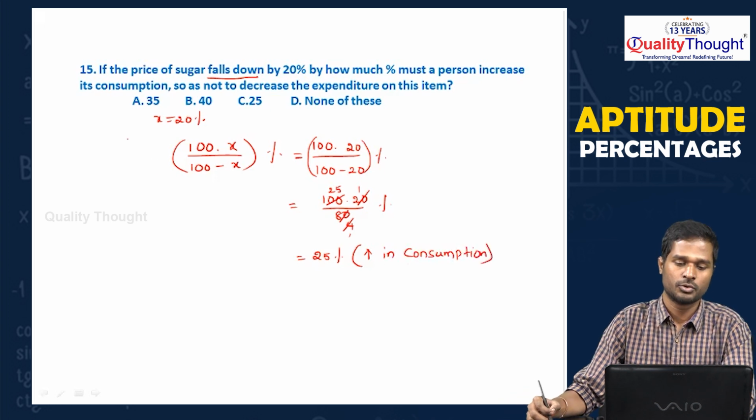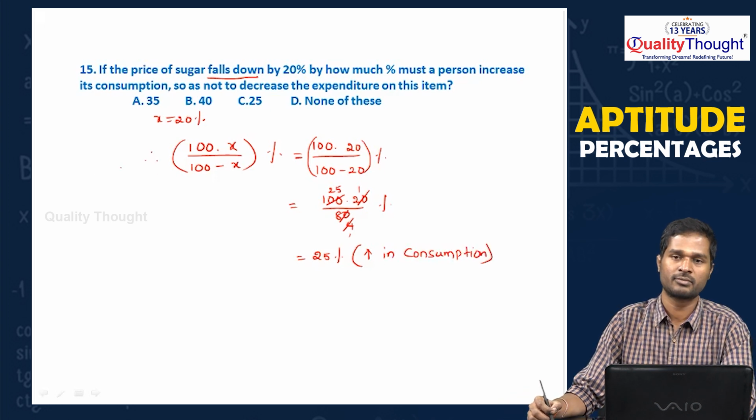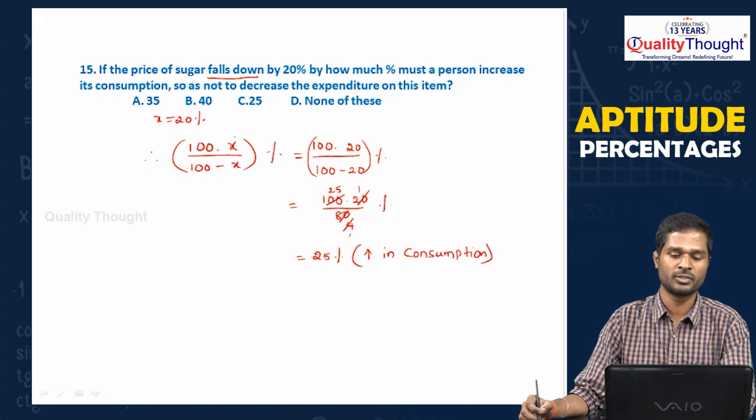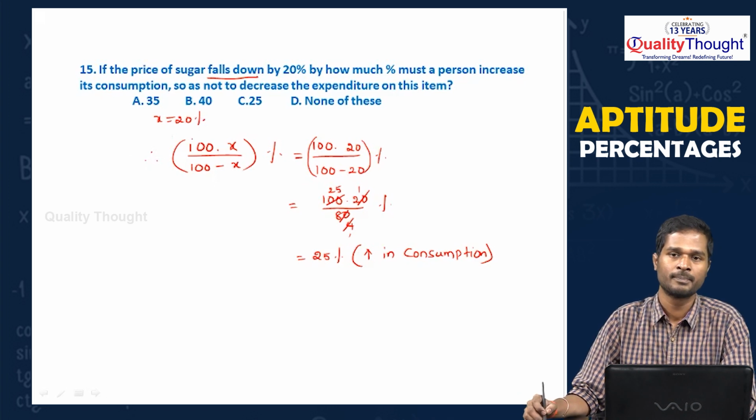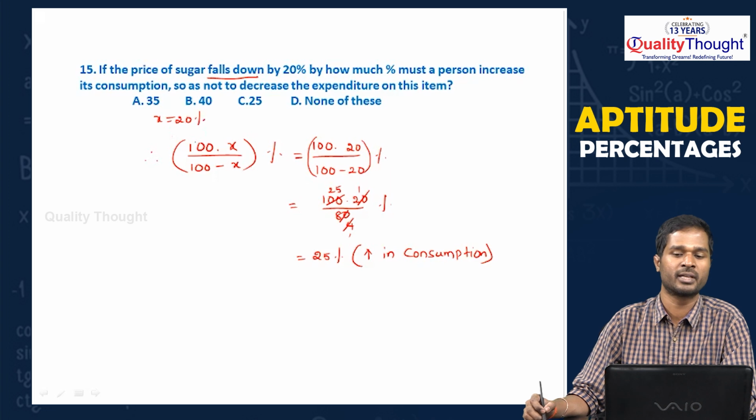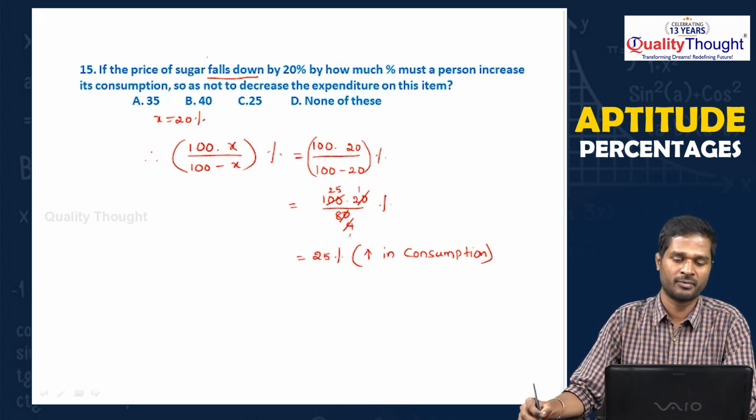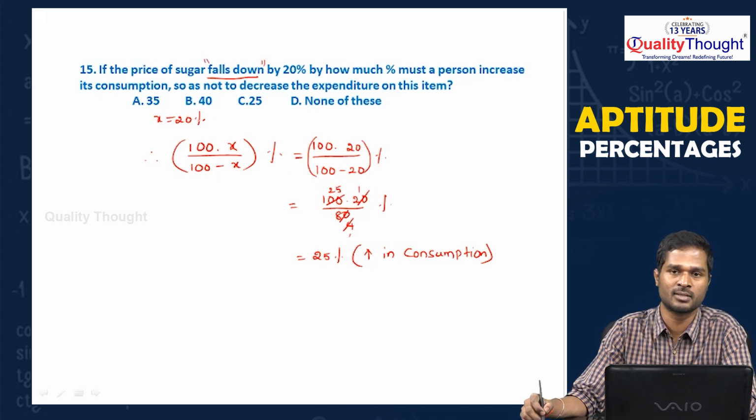So before the previous question, we have seen there was an increase in the price, so we decreased the consumption. Here there was a decrease in the price, so we increased the consumption. So as I said, if you see the word decreases, use the minus symbol. If you see the word increases or more, then use the plus symbol.